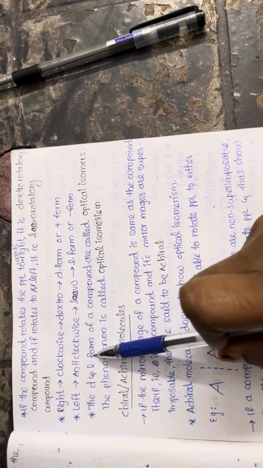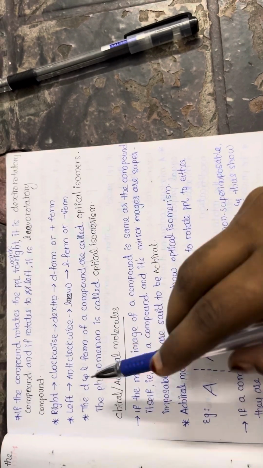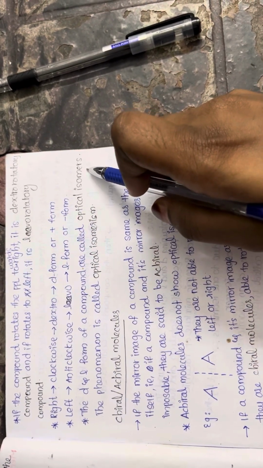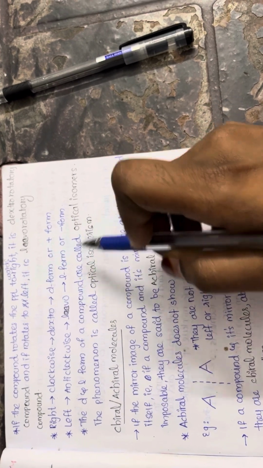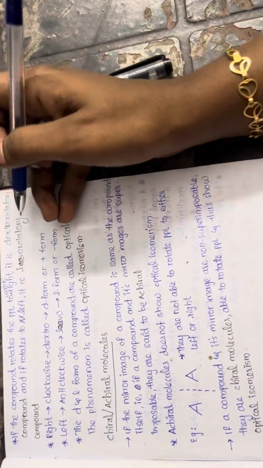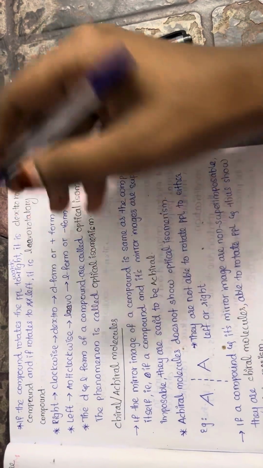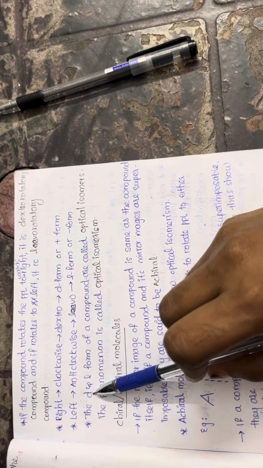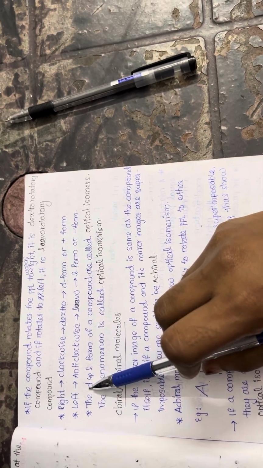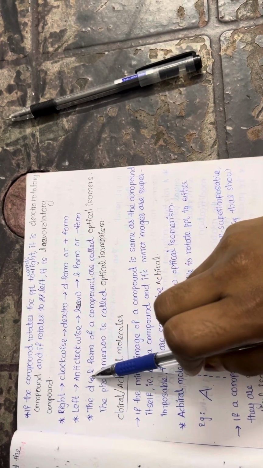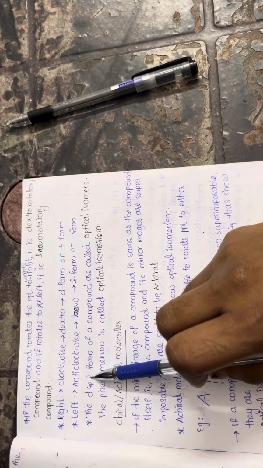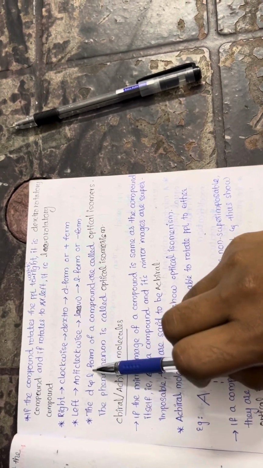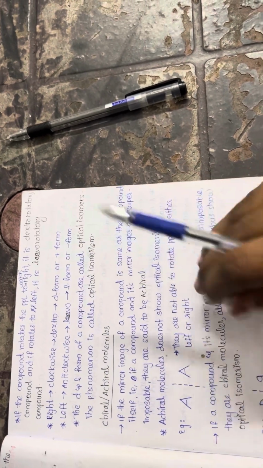Okay, so the D and L forms of a compound are combinedly called optical isomers, and this process is called optical isomerism. What are optical isomers? If a substance is able to rotate the PPL to right, it is a dextrorotatory compound, and if it is able to rotate the light to left also, it is called a levorotatory. So they are combinedly called optical isomers, and the process is optical isomerism.